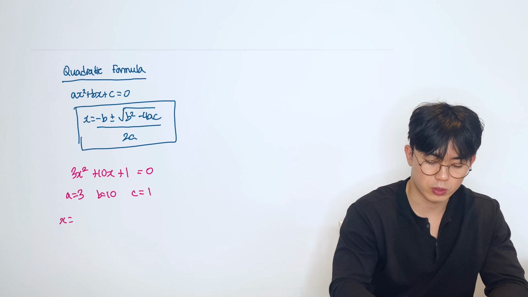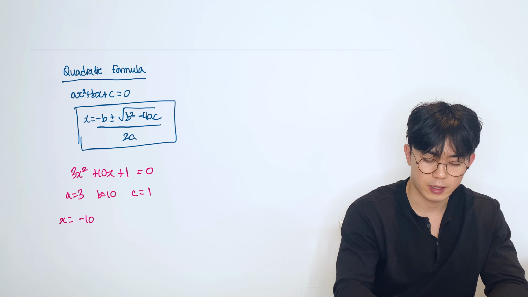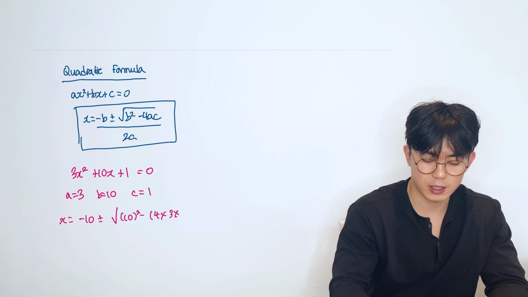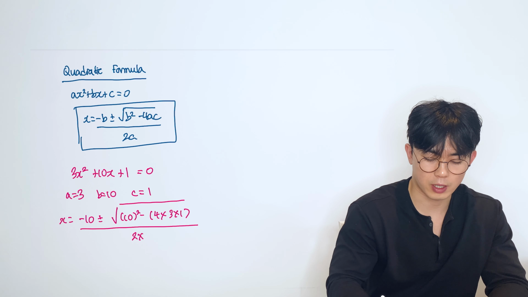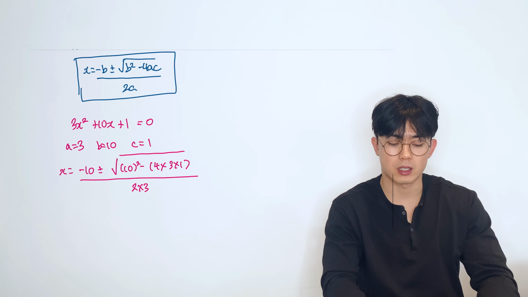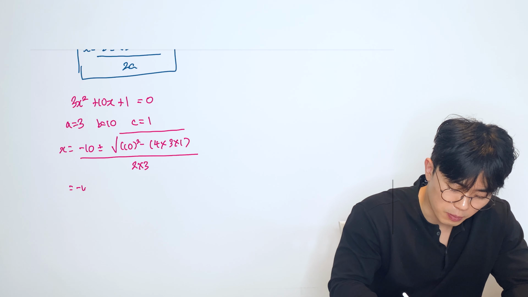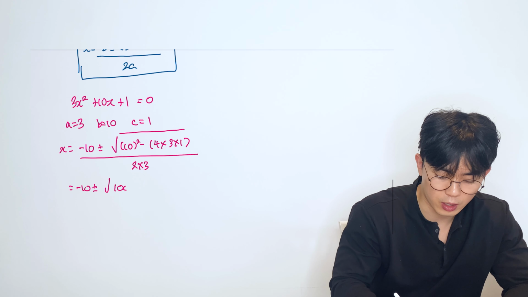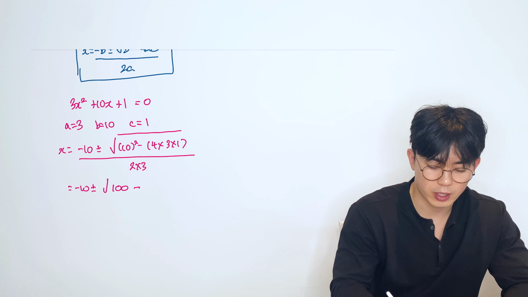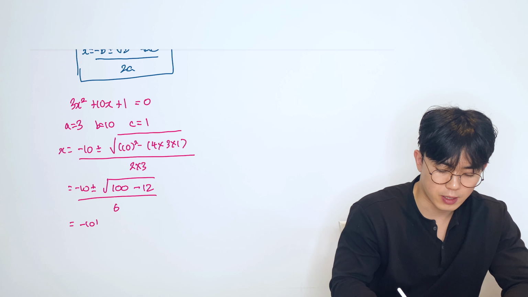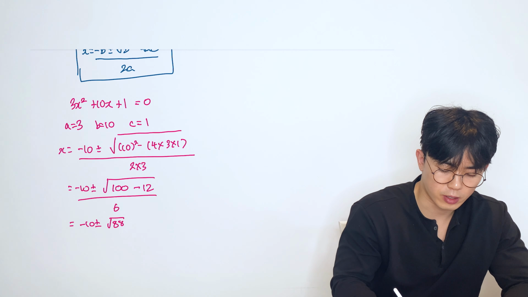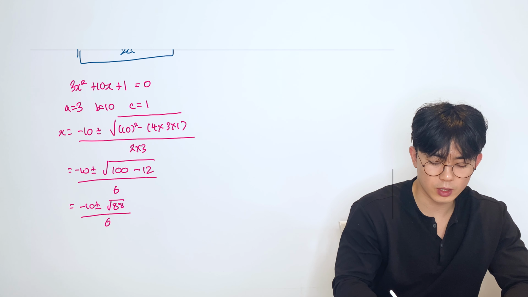So we have x is equal to minus b, so minus 10, plus or minus the square root of b squared, so 10 squared, minus 4 times a is 3, c is 1. And then that's all over 2a, so 2 times 3, like this. Now it's just a matter of simplifying it. So we get minus 10 plus or minus square root of 100 minus 4 times 3 is 12, over 6. So we get minus 10 plus or minus square root of 88 over 6, like so.